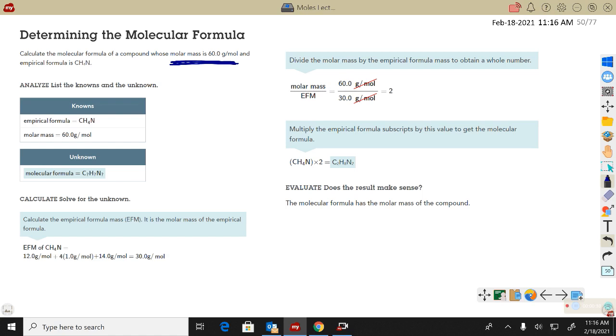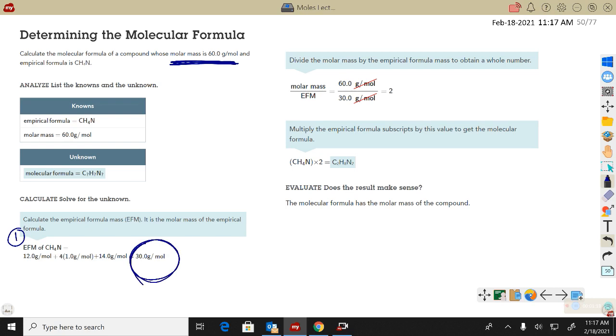And so here's how we can go from an empirical formula to a molecular formula. Step 1 is to calculate the mass of the empirical formula. Super easy. You can just do this right on your calculator. If the empirical formula was CH4N, you'll just add carbon, 4 hydrogen, and nitrogen, and get the empirical formula's mass, the EFM, empirical formula mass.